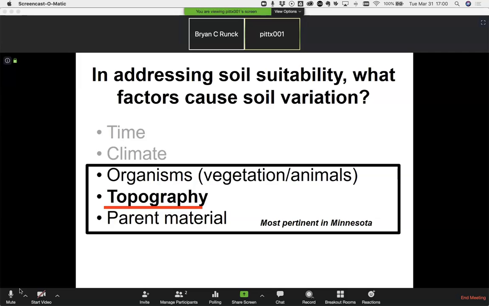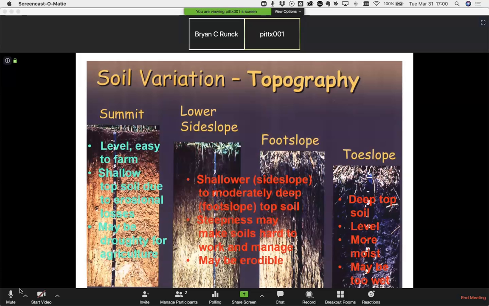Topography influences soil suitability in the context of soils along a slope profile have varying characteristics and suitabilities for use in agriculture. Soils at the summit of a hill are level and easy to farm, but they may have shallow topsoil due to erosion losses. They may be droughty for agriculture as well.